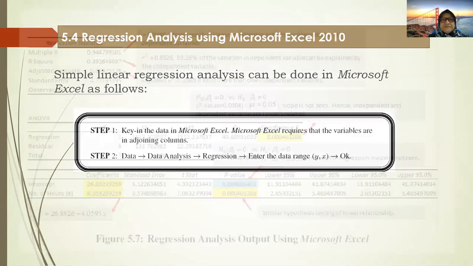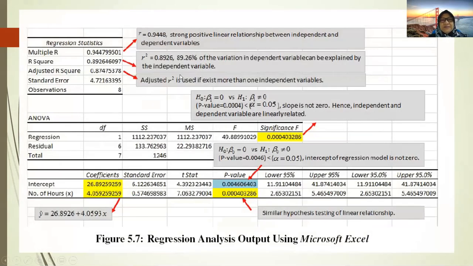Next, this is one of the examples of the output. In the output, you will observe there are 3 main tables. One is regression statistics, where it gives you the multiple R. Multiple R is actually the correlation coefficient. R square is the coefficient of determination. So we have 2 here, R square and also adjusted R square.